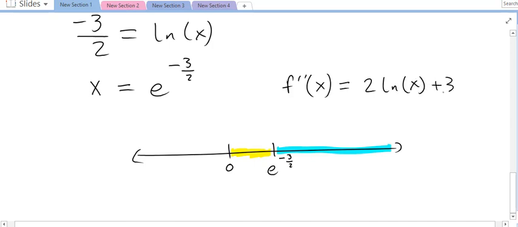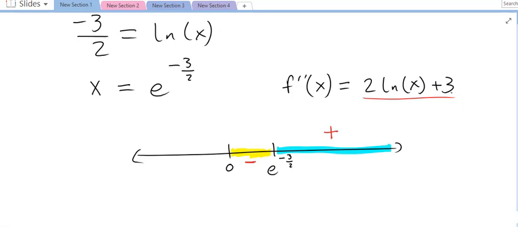So if we look at that, ln of x is something that's always increasing. So if it's 0 at this point, then that means it's going to have to be negative at this point. And that means it's going to be positive over on this side as well, just because this function is always increasing based on how it's defined.